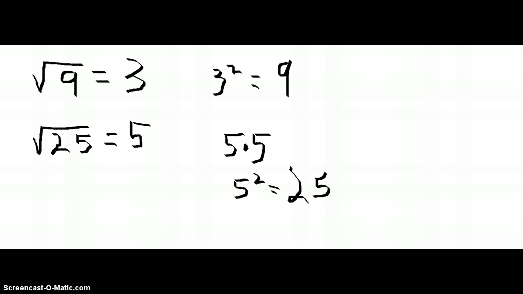These are called perfect squares because there's a whole number that you can find the square root of. So like the square root of 9 is 3. That's a perfect square. If you had the square root of 8, that is not a perfect square because there isn't a whole number that can multiply by itself to get 8.